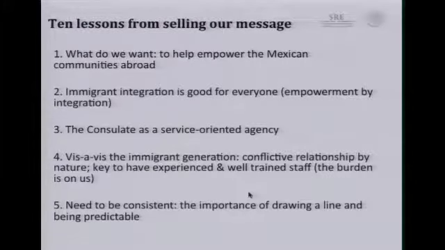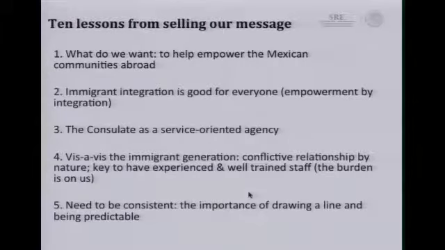But the burden is on us. It is us, the Mexican consular officials, the ones who have to build those bridges, understanding in the beginning that the relationship is going to be pretty conflicted. That's why I say that it's crucial to have professional, well-trained, specialized staff in this type of business.